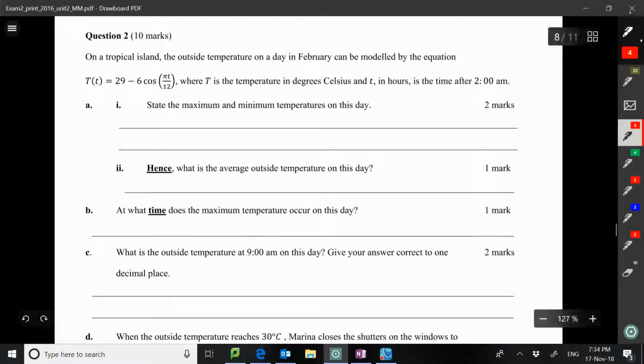It says, on a tropical island, the outside temperature on a day in February can be modeled by the equation. You've got a trig function.